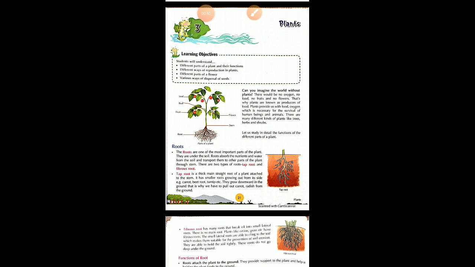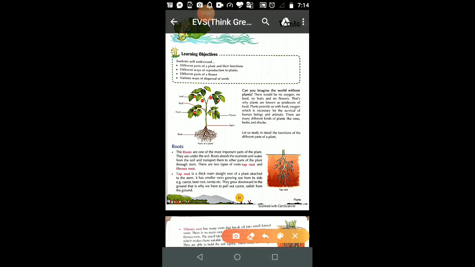Plants. The name of the chapter is Plants. So, students, in this chapter, a plant is divided into two parts, root and shoot. And see, this is the picture of a plant, and the parts of the plant are flower, stem, root, fruit, buds, leaf.